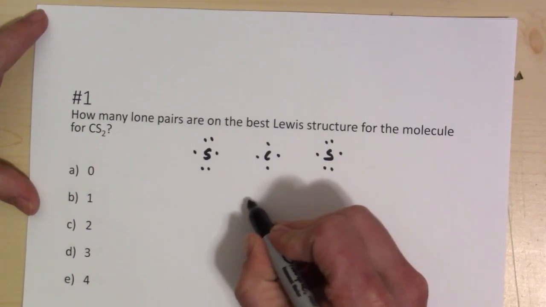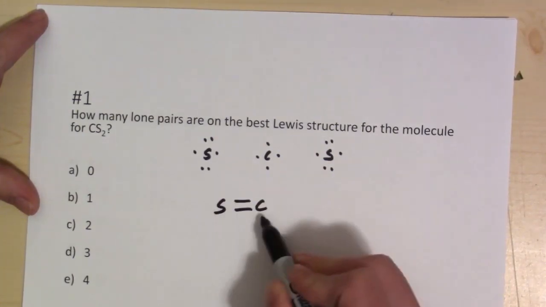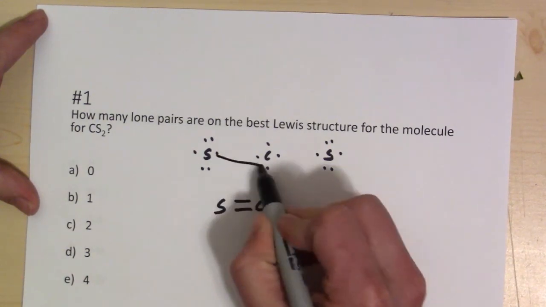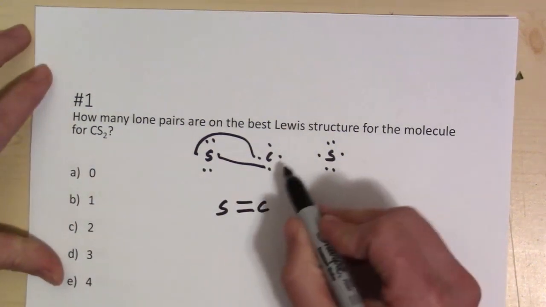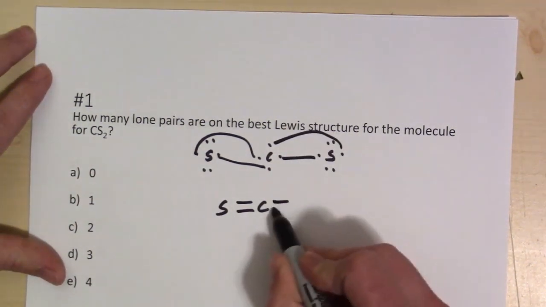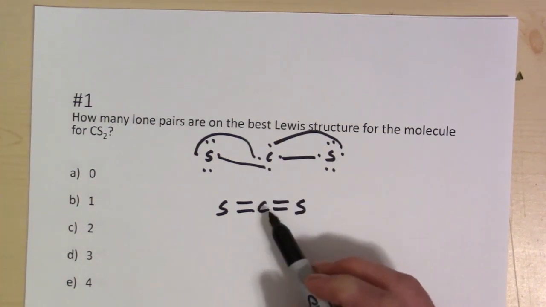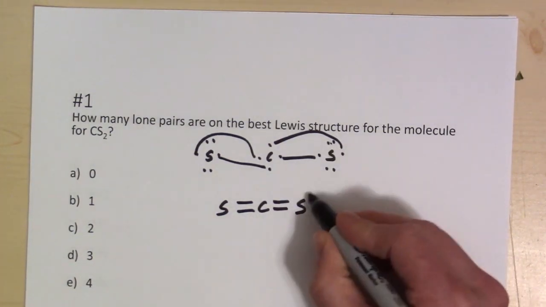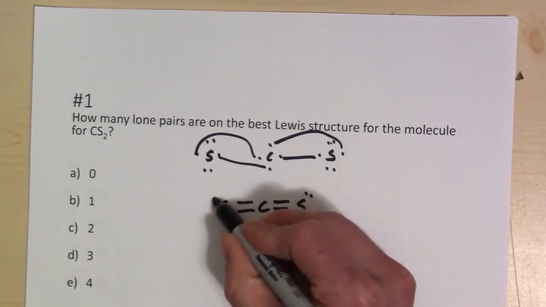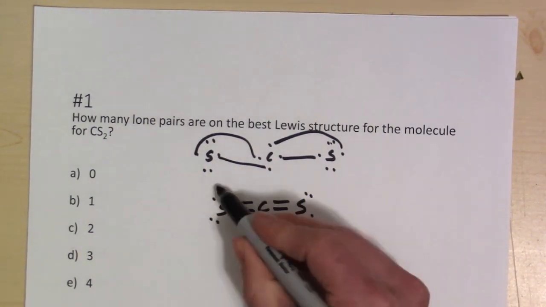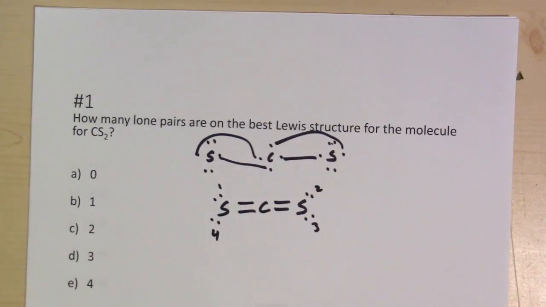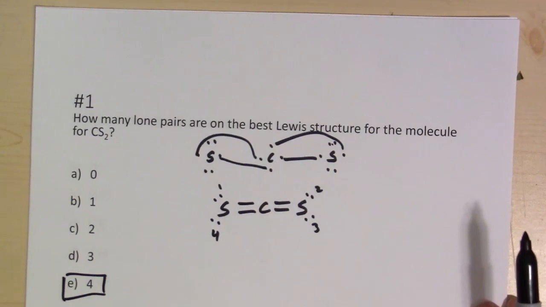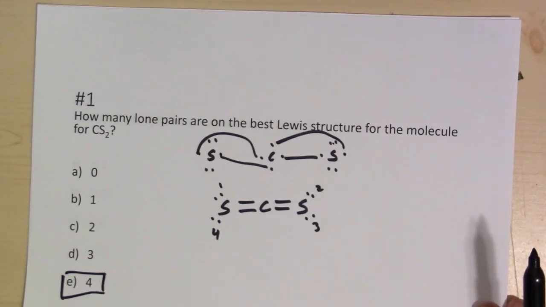So we can make a double bond between each of the sulfurs and the carbon with each of the lone electrons from sulfur and 2 of the lone electrons from carbon. And do the same thing for the second sulfur, so we can make a double bond with each sulfur to the central carbon, and that leaves us with 2 lone pairs on each of the double bonded sulfurs. So just count those up. That gives us 4 lone pairs, so our answer is E, that it has 4 lone pairs on the best Lewis structure for the CS2 molecule.